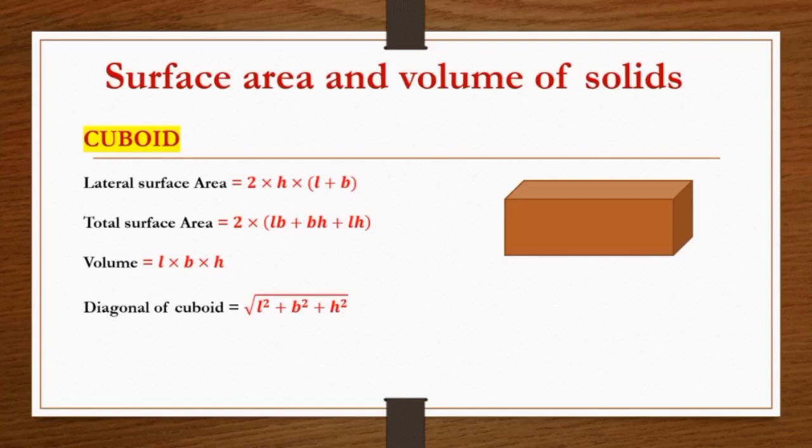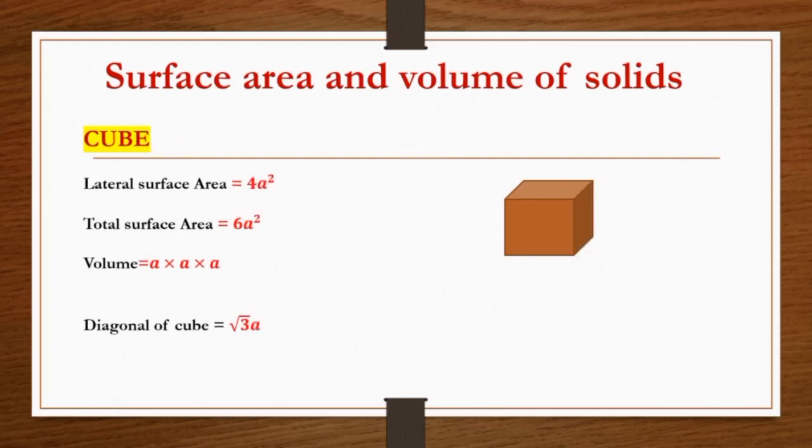Lateral surface area of cuboid is 2 multiply h multiply (L plus B). Total surface area is 2 multiply within a bracket (LB plus BH plus HL). And volume is L multiply B multiply H. And diagonal of cuboid is under root L square plus B square plus H square.